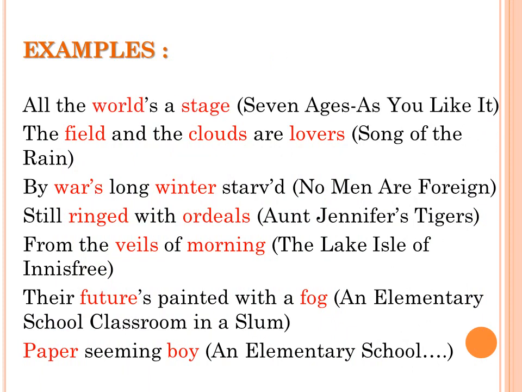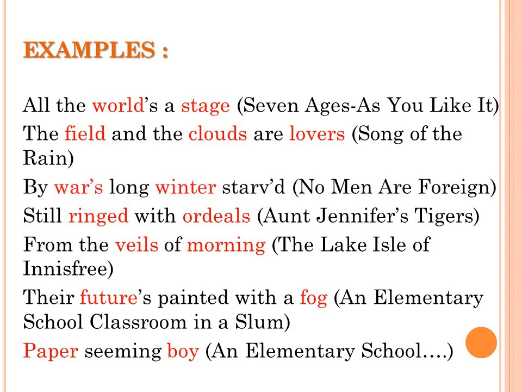All the world's a stage. In this line, poet William Shakespeare compares this world to a stage where all the human beings act as the performers. They do their roles. The field and the clouds are lovers. They act as lovers because they want to meet each other.